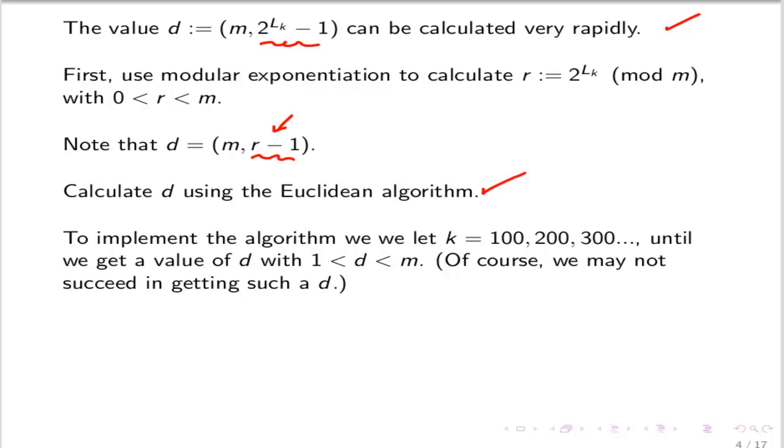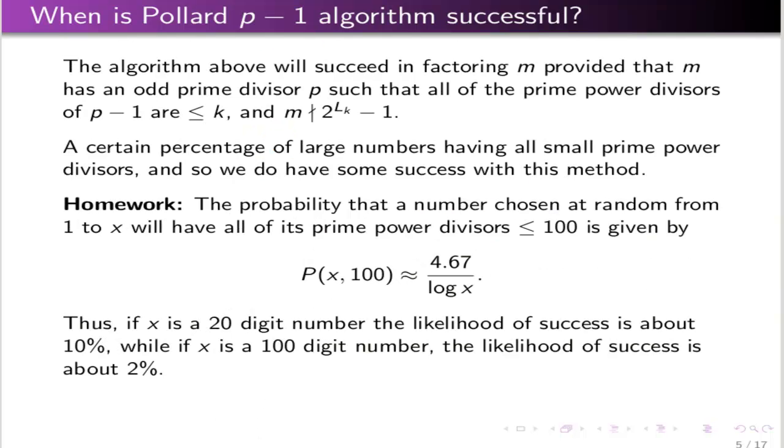So when are we going to be successful with this algorithm? We will succeed in factoring m, provided m happens to have some odd prime divisor p, such that all of the prime power divisors of p minus 1 are less than or equal to k. And we need that extra little stipulation here. But this is the key fact: we want all of the prime power factors of p minus 1 to be less than or equal to k. And you may wonder, is that very likely? And it turns out that, yeah, occasionally you are going to get successful.